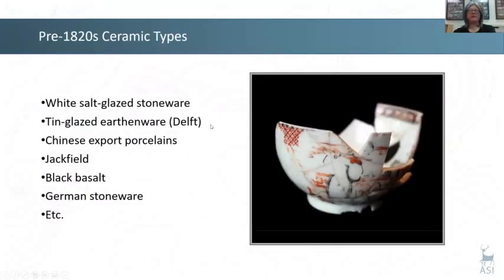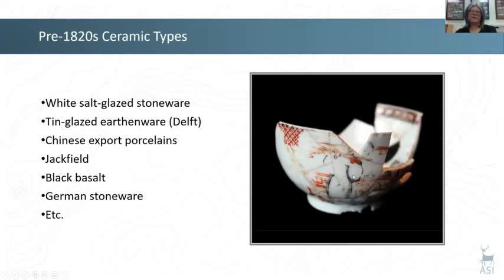Pre-1820s ceramic types, I'm not going to talk about that much because we don't have many pre-1820 sites in Southern Ontario. Other than Niagara and some places along the lake, you can find more of this stuff in Quebec and in the East and maybe in Toronto, depending on the site. But these are some of the types: white salt glaze stoneware, Delft, some of you might be familiar with that term, and a lot of Chinese export porcelains, like the image here.